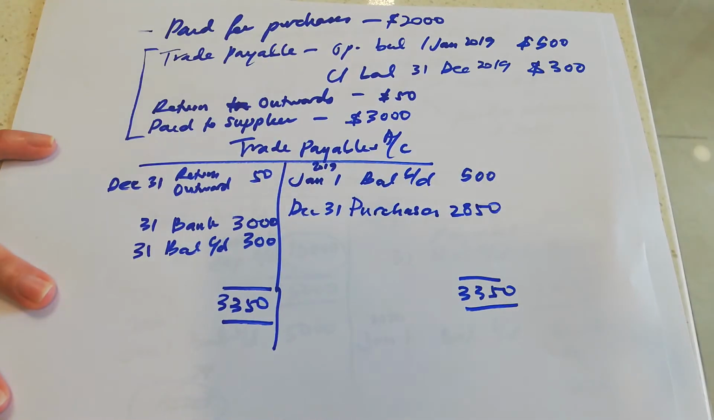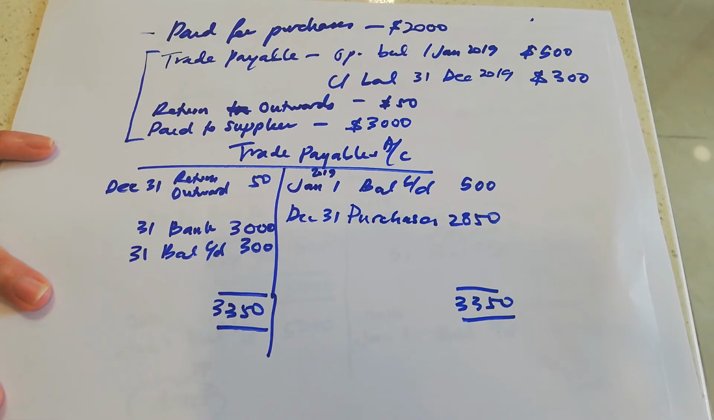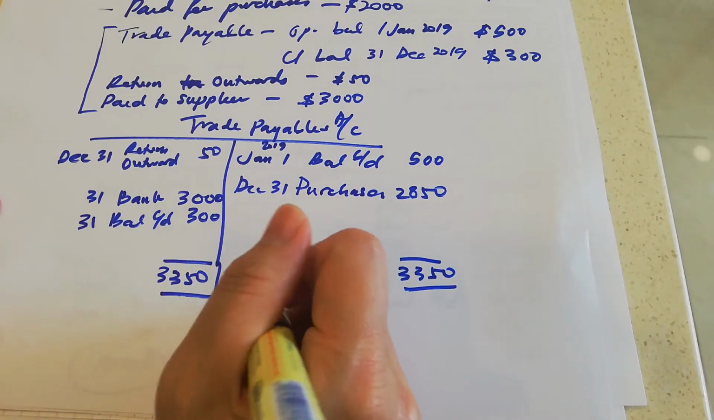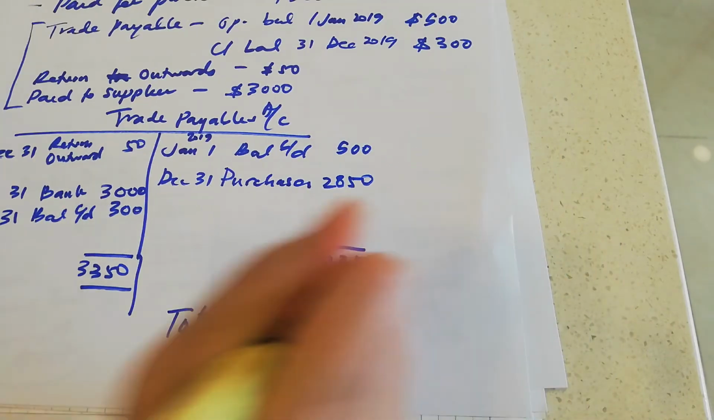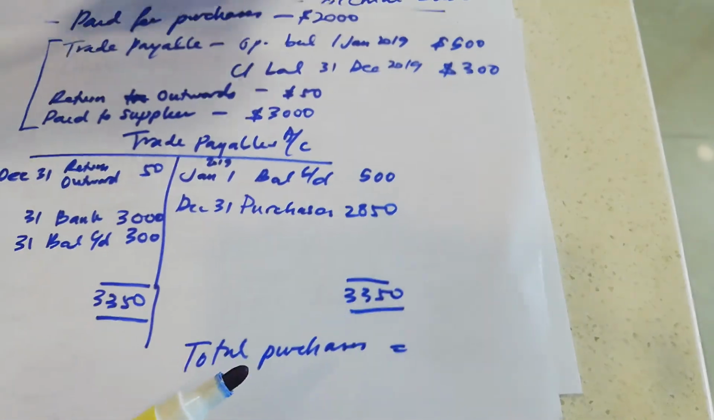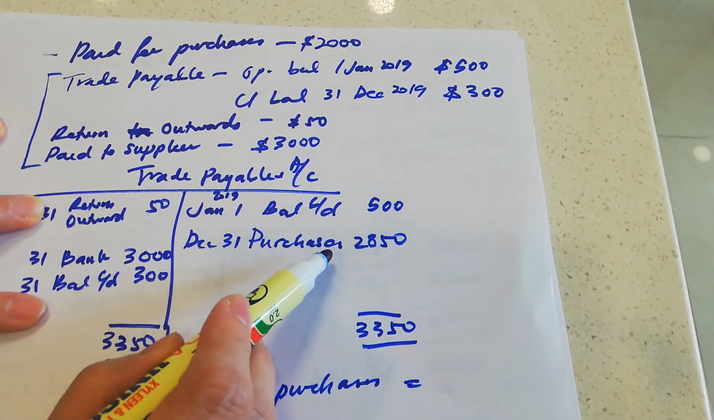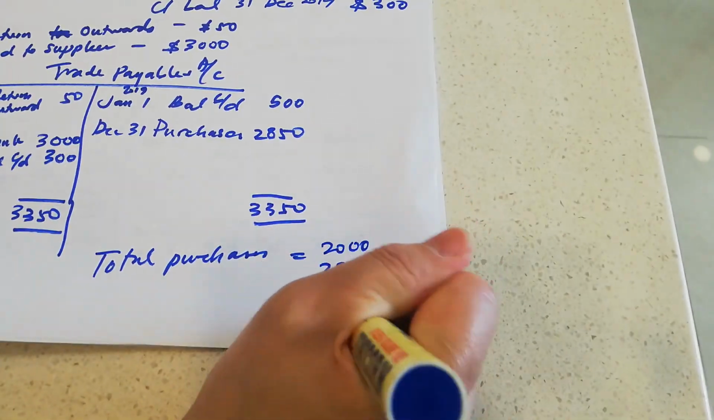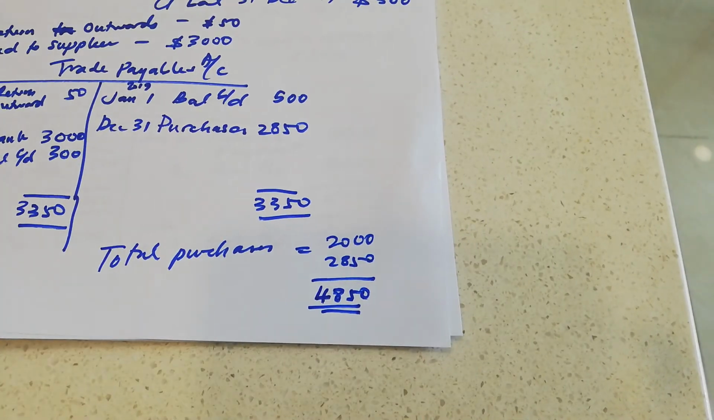So purchases is 2,850. So how much is my purchases figure to be put into the income and expenditure account for the club? Your total purchases would be your cash purchases, which is this 2,000, and your credit purchases, 2,850. So 2,000 plus 2,850, my total purchases in the income and expenditure account is 4,850. Are you all clear?